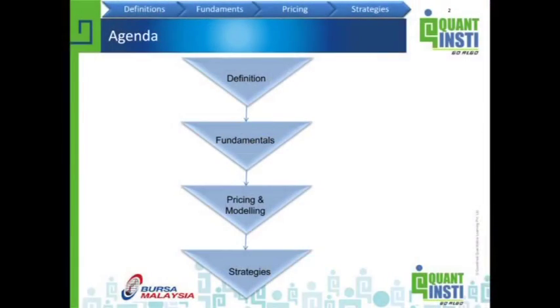So this would be the agenda. First, we'll go through the definition of what futures are, then the fundamentals, then the pricing: how do we price futures, and how do we model different strategies, and then, of course, the strategy part.